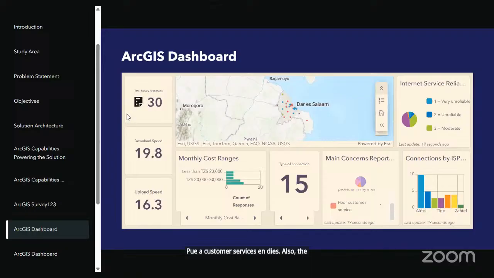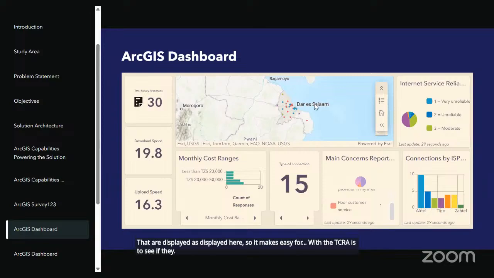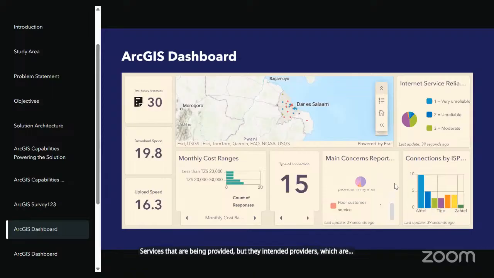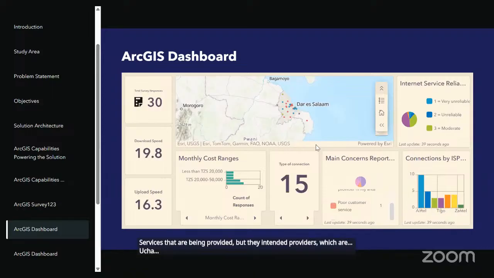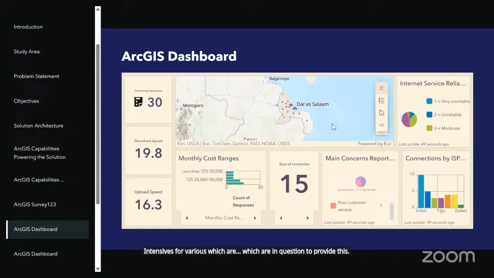Also, the total surveys supplied are displayed here, so it makes it easy for the TCRA to see if the services being provided by the internet service providers in question reach those standards, and thus improve the service provision. For example, also you could see the monthly cost ranges.